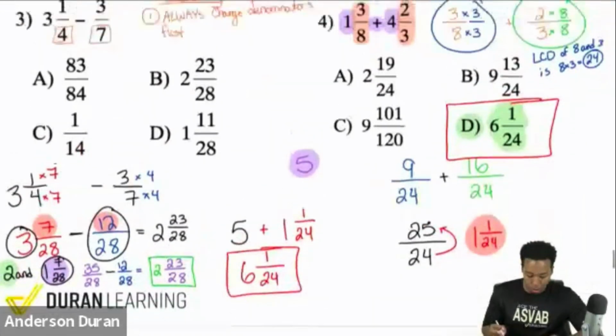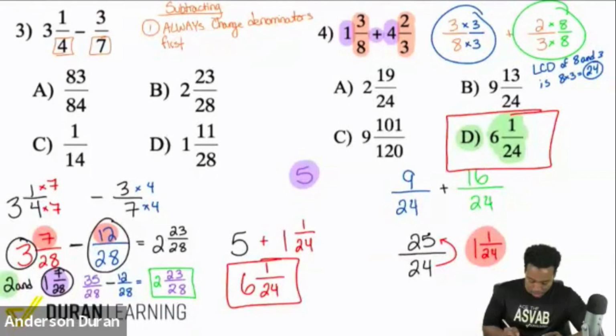But long story short, my party people, the answer to number 3 is going to be B, and the answer to number 4 is D.